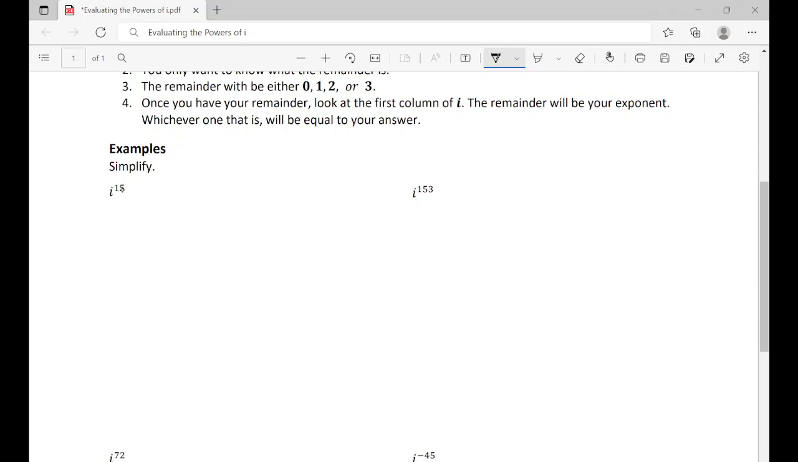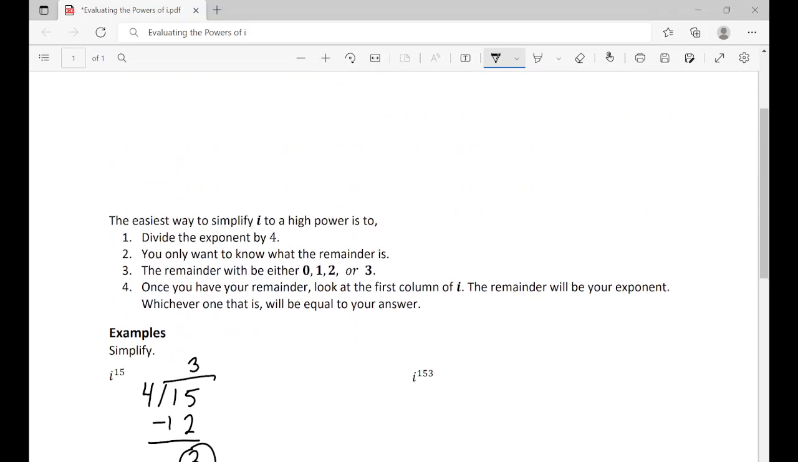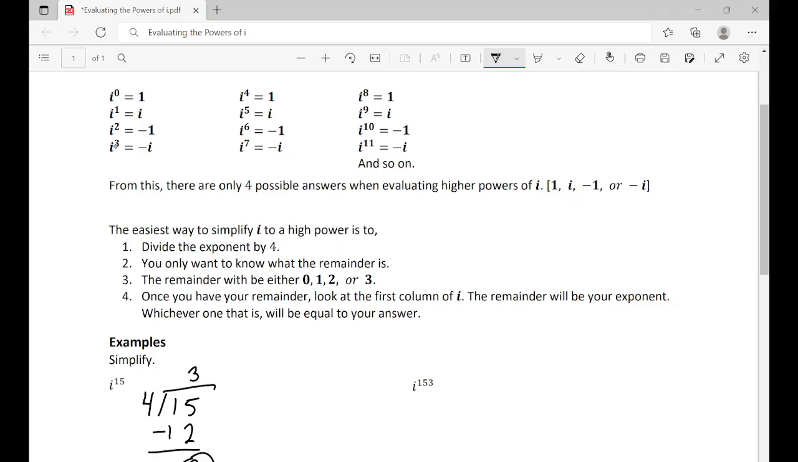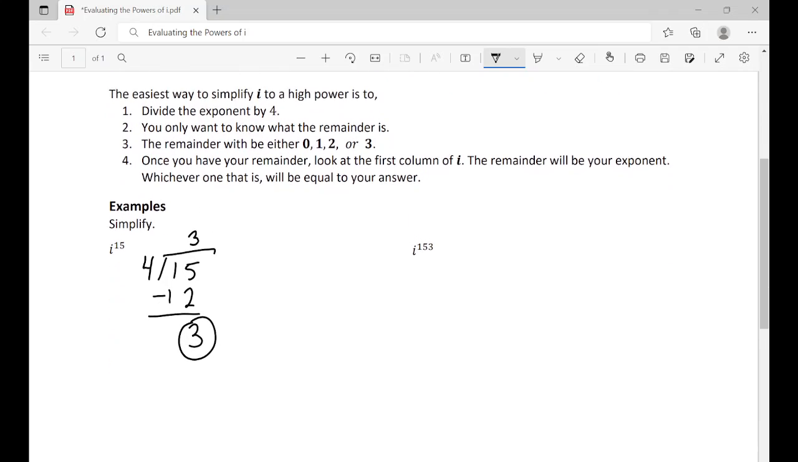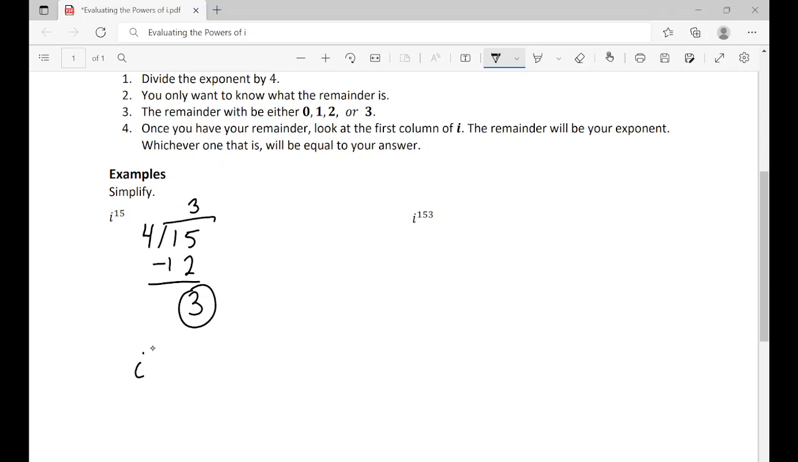So we have i to the 15th. All we're going to do is take 4 and divide it into 15. 4 is going to go into 15 3 times with a remainder of 3. That's all we want, just the remainder. So we know that 3 is our remainder, so we're going to be focused on this one right here. i cubed is equal to -i. So i to the 15th is going to be equal to i cubed, which is equal to -i. And there's your answer.